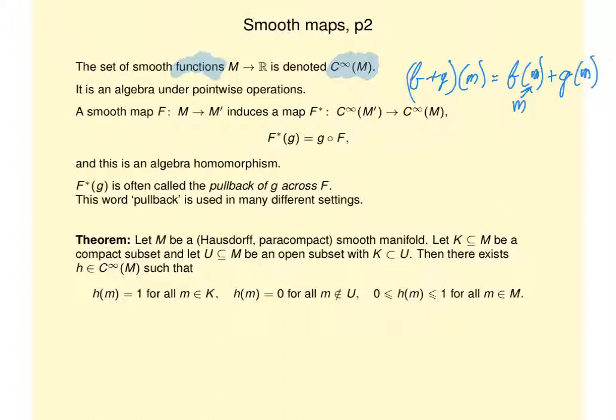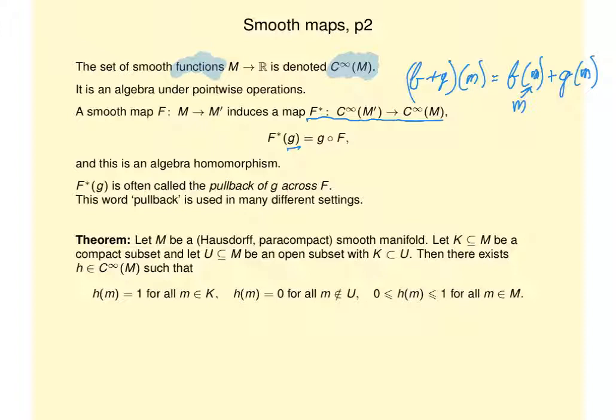So something that will matter as we go on is that when you have a smooth map from M to M prime, then you get from that a map on the algebras of functions called F upper star. And this is simply defined by taking a function on the target, g, and composing it with F. And this is a map of algebras, and it is an algebra homomorphism. And again, that's very straightforward to check.